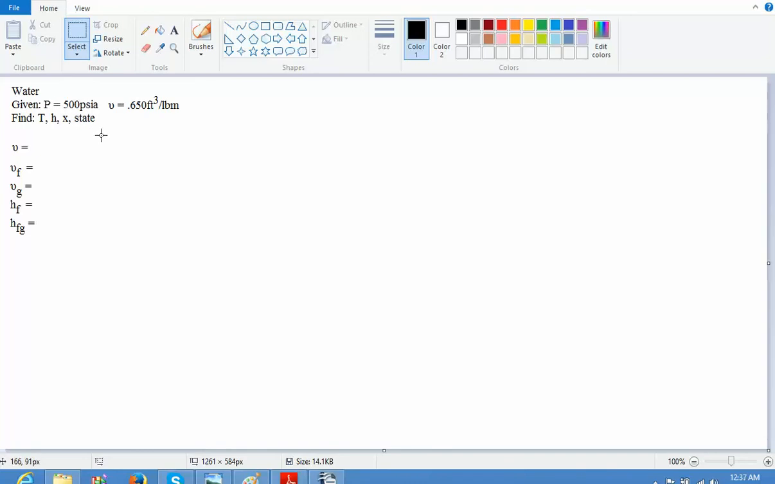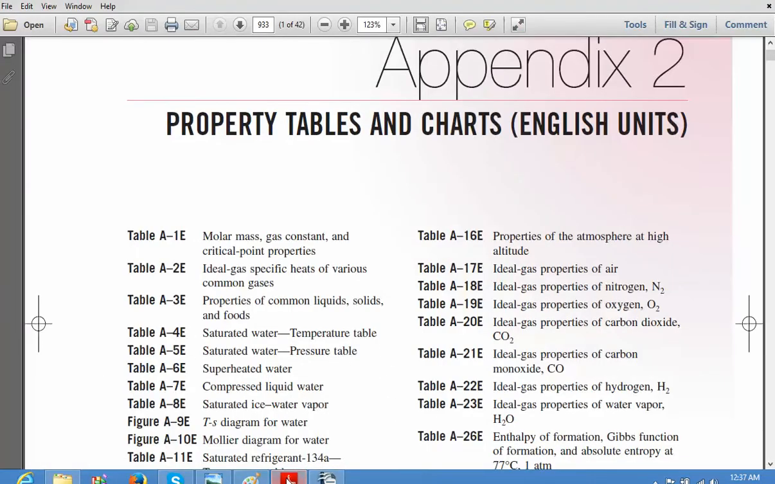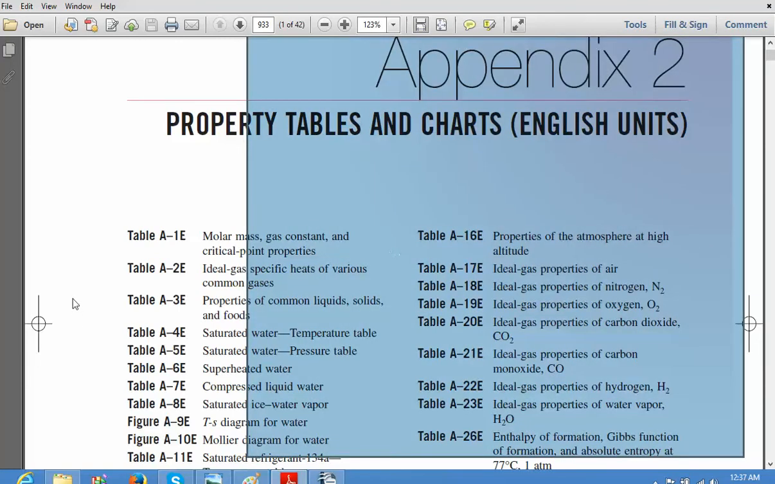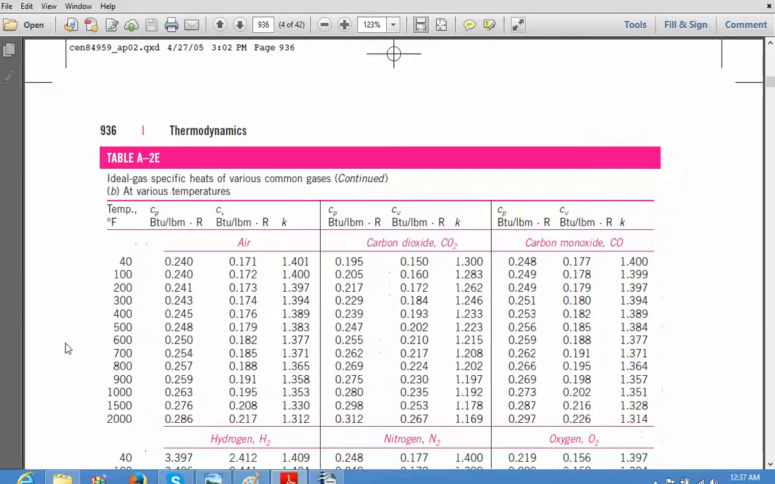So the first thing that I always do, well, obviously we're going to need property tables, which you'll find in the back of whatever thermodynamics book you have. I always go to the saturated table first. That's just an assumption that I make. Since we have pressure already given to us, we're going to go to the pressure table, which is A5. So let me go down there.